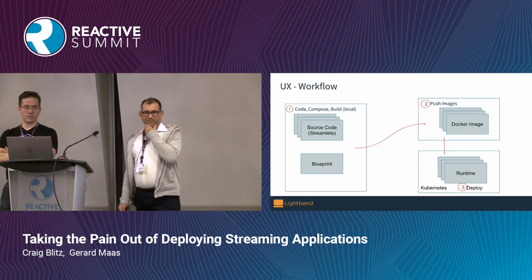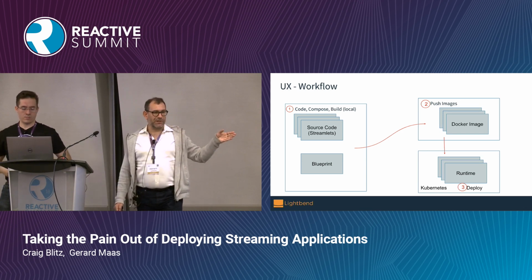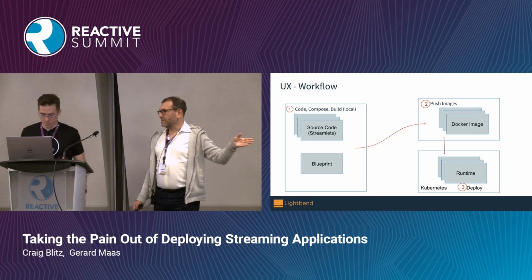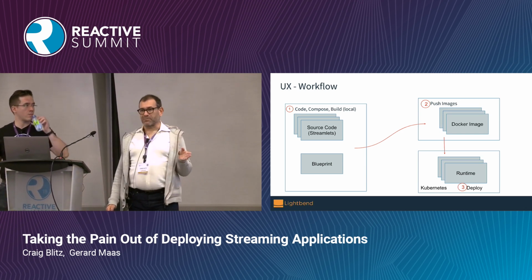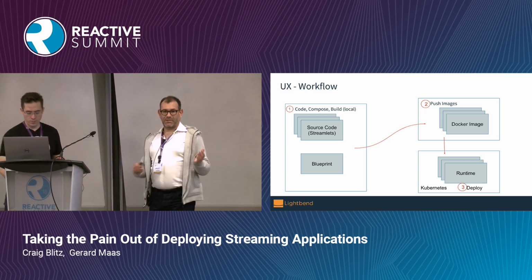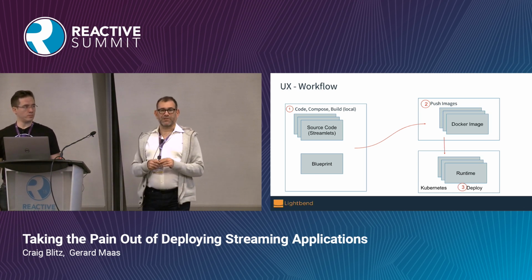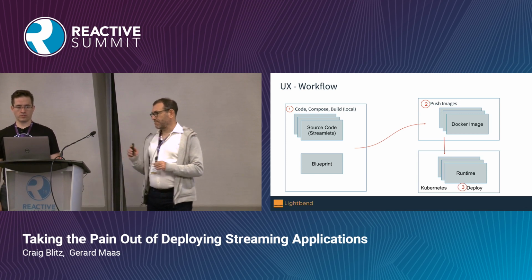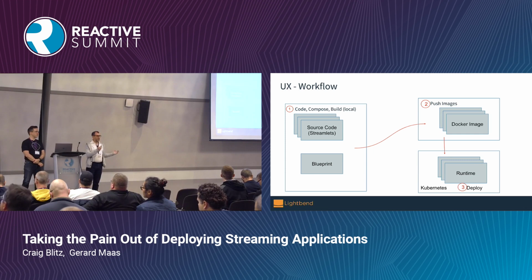So the workflow is very simple. Basically, you develop your processing functions, what we call Streamlets. You wire them together in a local file called a blueprint. You compile them, push Docker images that can then be deployed to the runtime via CLI or UI. And same as Fast Data Platform, we run everything in Kubernetes.